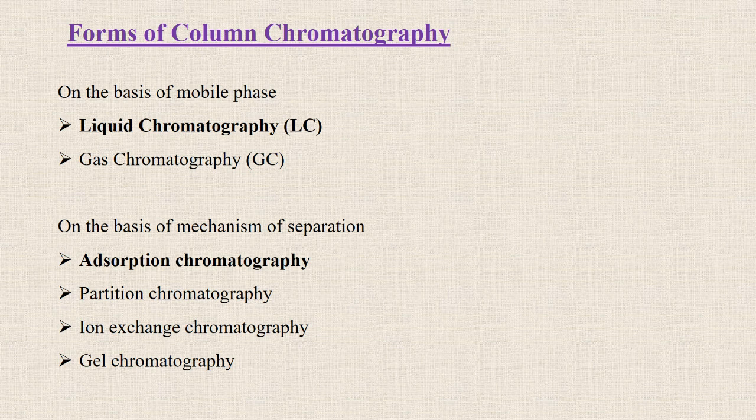There are different types of column chromatography. Our main concern is liquid chromatography. On the basis of mobile phase, column chromatography is divided into two types, which are liquid and gas chromatography. We are not talking about gas chromatography here. And on the basis of mechanism of separation, there are further types: adsorption, partition, ion exchange, and gel permeation chromatography. But here we are talking about liquid and adsorption chromatography.